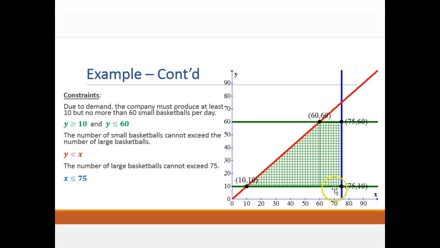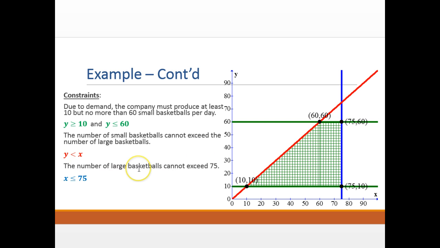Here's my first inequality. Y is greater than or equal to 10. I have to shade up. Y is less than or equal to 60. I have to shade down. So every one of my solutions has to be between 10 and 60 for Y. The number of small basketballs cannot exceed the number of large basketballs, so Y is less than X. So here's my boundary line. Y is less than X. I probably should have made this a dashed line. I apologize for not doing that. We plug in and we shade downward.